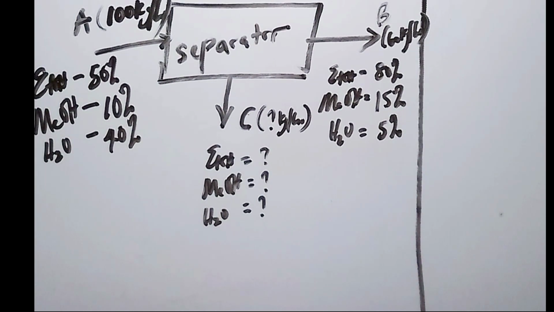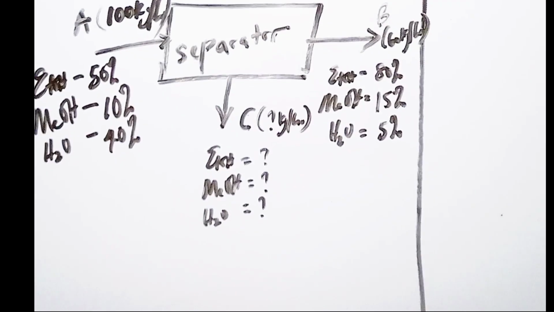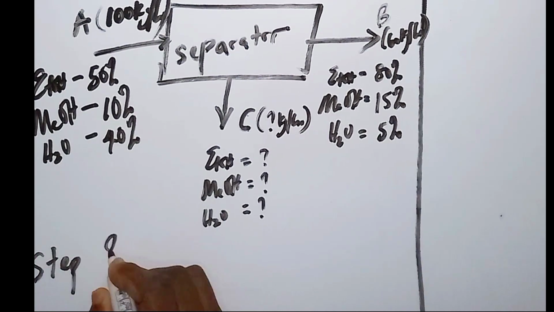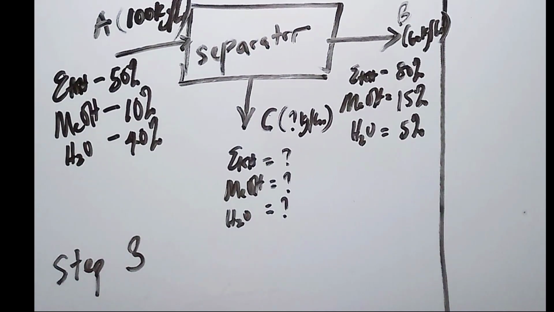The first step is to read the question and understand it. Then the second step, draw out the system. It's important to draw out the system so that you know what is going in and what is going out, and understand what you are asked to find. The third step is to identify the condition of the system. From the question, you'll be able to know the condition of the system.